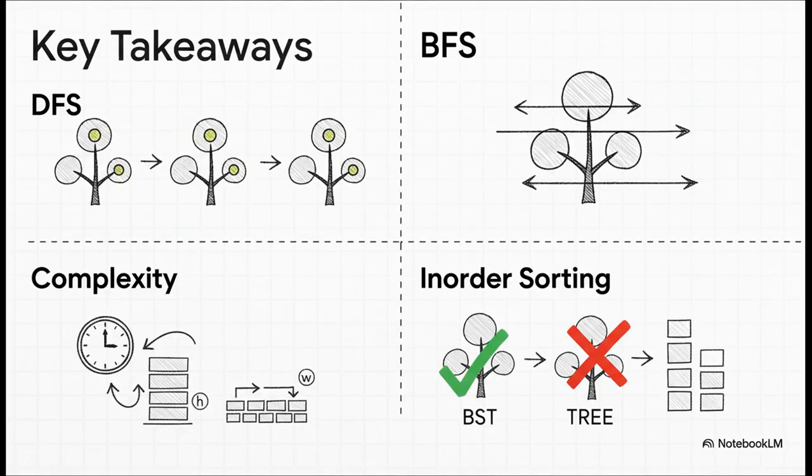All right, let's do a super quick recap. Key takeaways. For depth first, remember the 3 magic words. Pre-order is node left right. In-order is left node right. Post-order is left right node. For breadth first, just think level by level. They all take O(n) time. The big difference is memory. DFS needs space proportional to the tree's height, while BFS needs space for its width. And please, please remember, in-order only sorts a binary search tree.